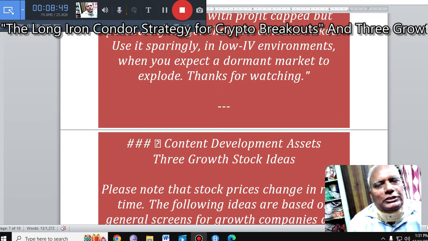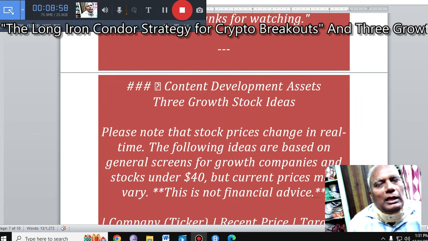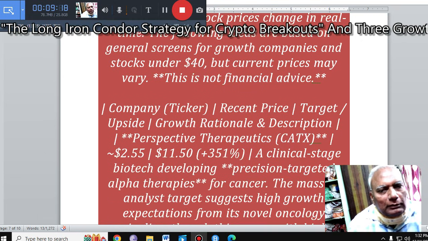Content development assets. Three: growth stock ideas under $40. Please note that stock prices change in real time. The following ideas are based on a general screen for growth companies and stocks under $40, but current prices may vary. This is not financial advice. For each: company name, recent price, target, upside, price, growth rationale, and description.